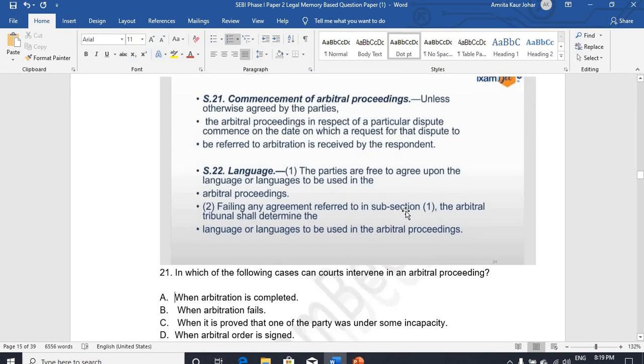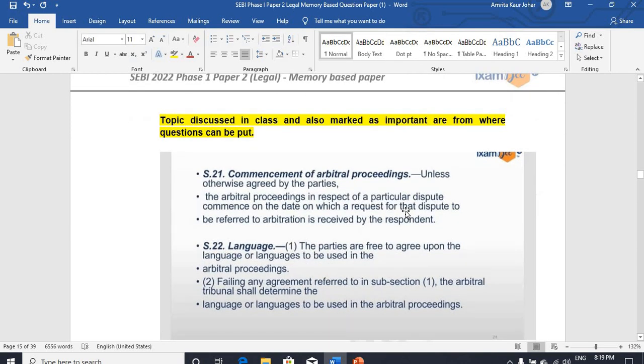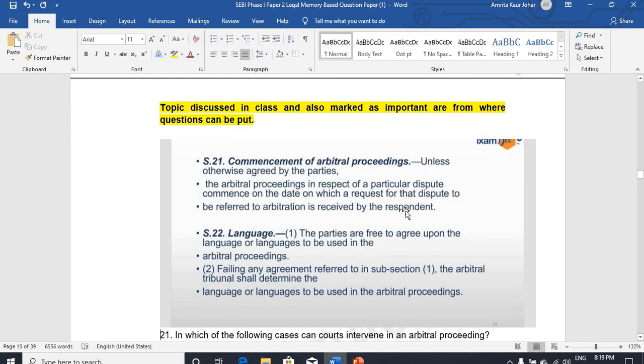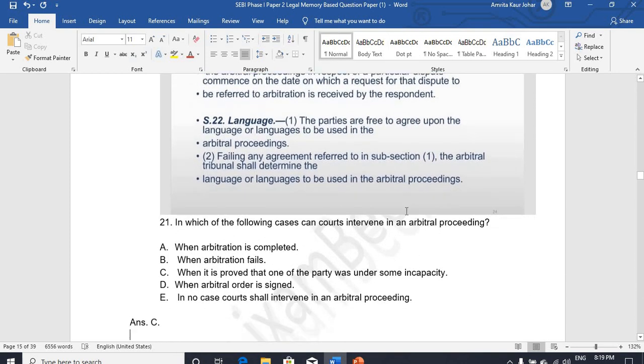This was also covered by ixamBee in the classes, and also it was told by the faculty to students that it is a very expected area and a question. Languages, arbitral tribunal, commencement of arbitral proceedings is very important from exam point of view.